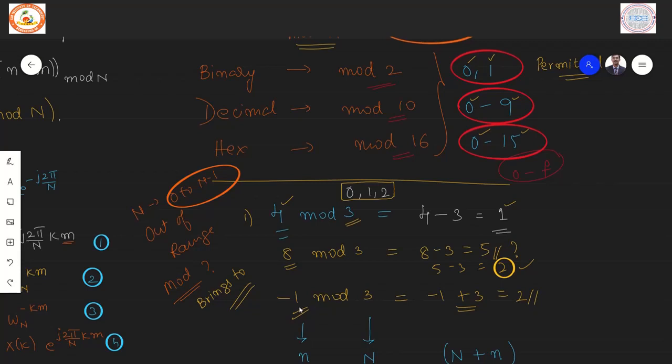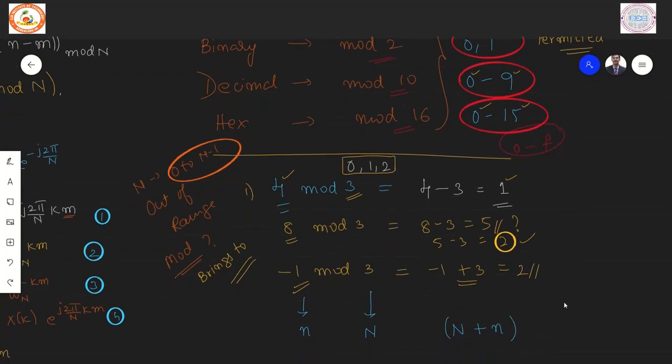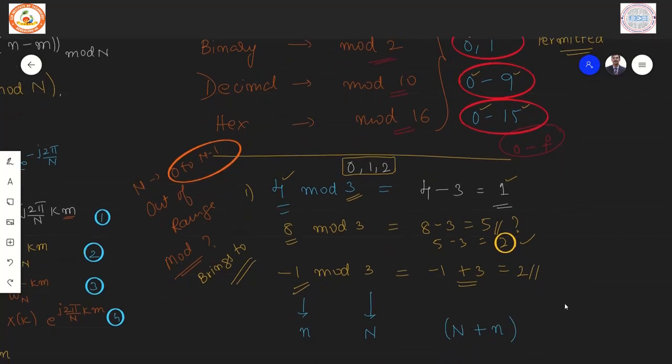Now coming to negative numbers, when we say minus 1 mod 3, to make it positive, obviously we cannot subtract, we have to add. So this time we add the value n. So minus 1 plus 3, answer is 2, which is once again in the range. So this is the method of application of mod and how you can apply mod to reduce or solve the value.